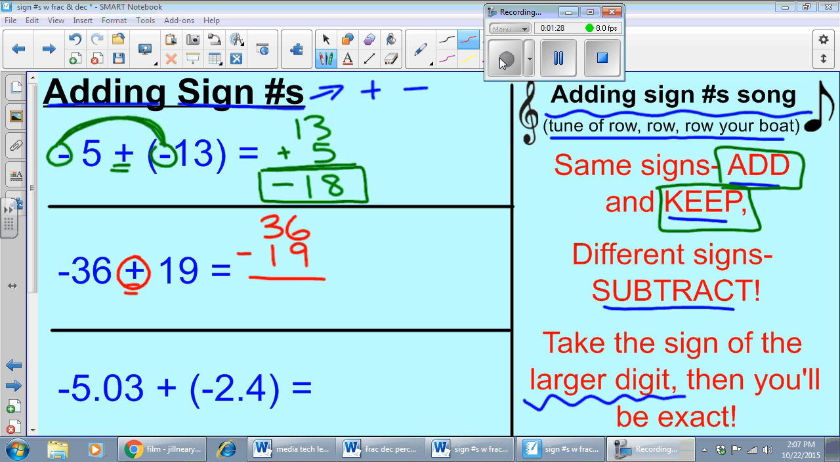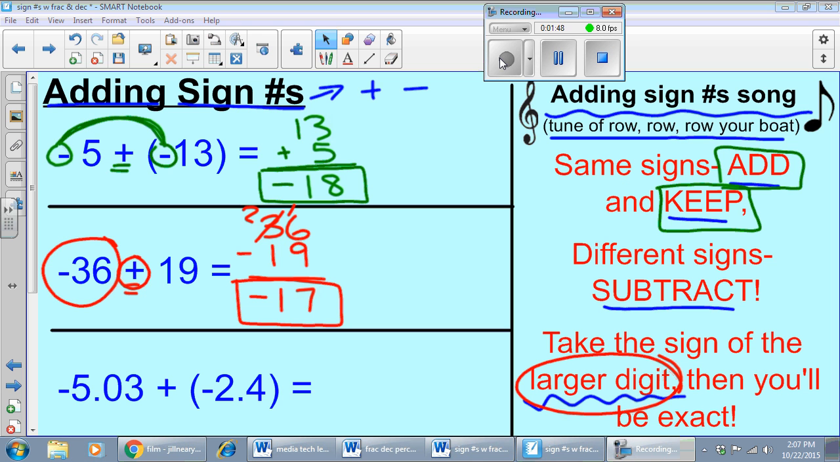36 minus 19, let's quickly borrow. 16 minus 9 is 7. 2 minus 1 is 1. And take the sign of the larger digit. So the larger digit in this problem is 36. 36 has a negative sign, so the final answer will be -17.